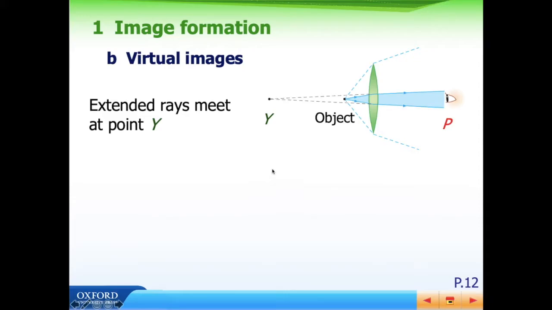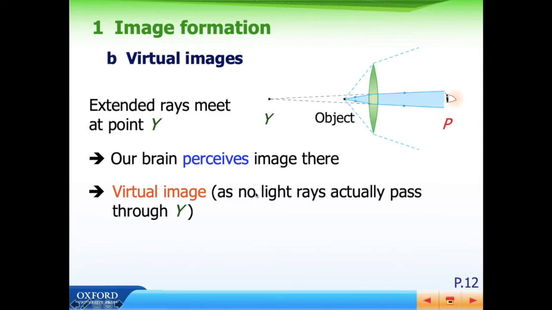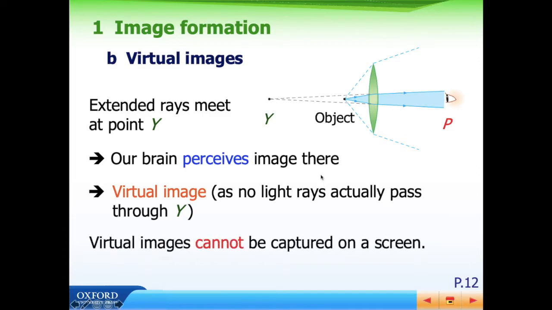Now here, we call this our point Y. Extended rays meet at point Y, therefore our brain perceives the image there. As a result, we call this our virtual image, because no light rays actually pass through Y. Now, virtual images cannot be captured on a screen.